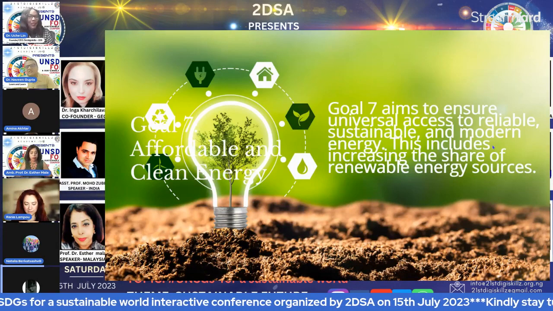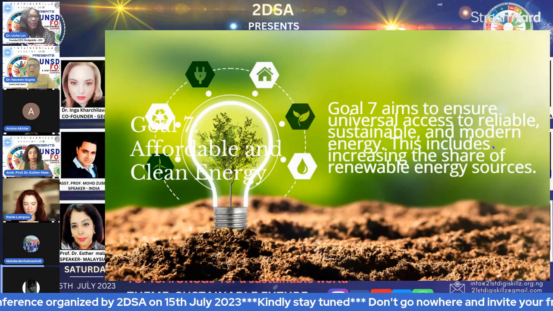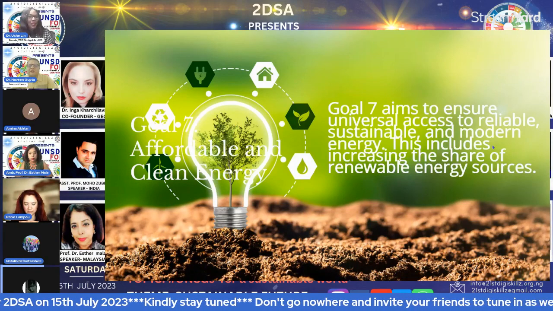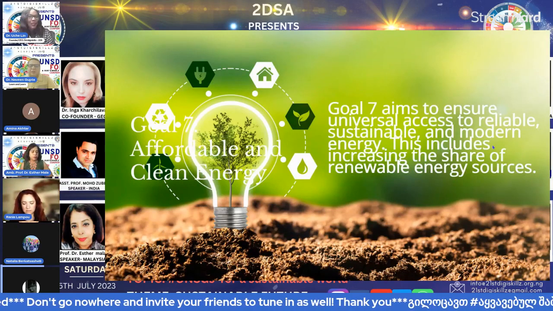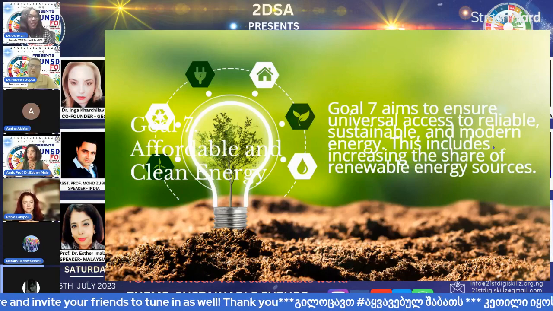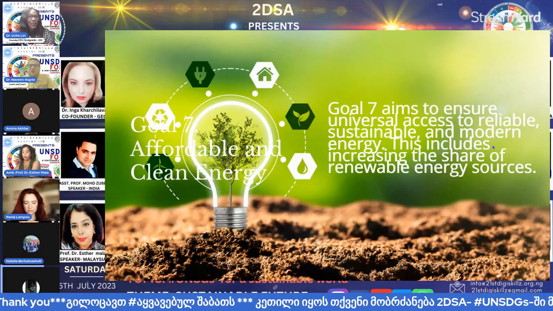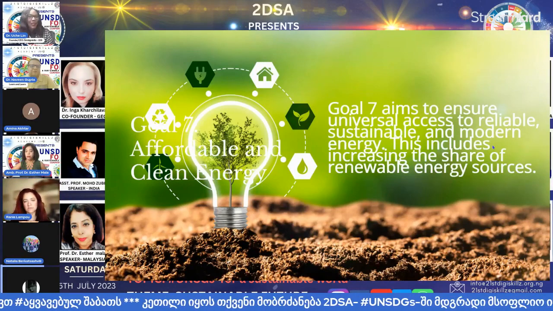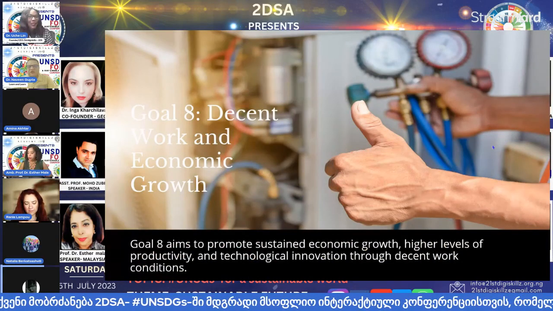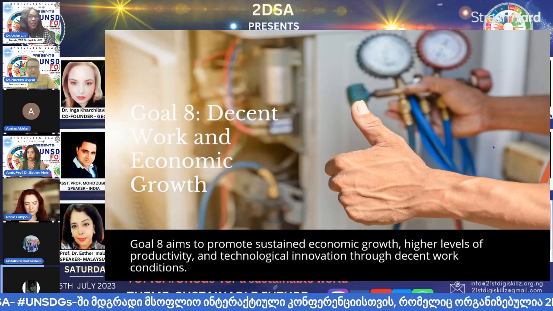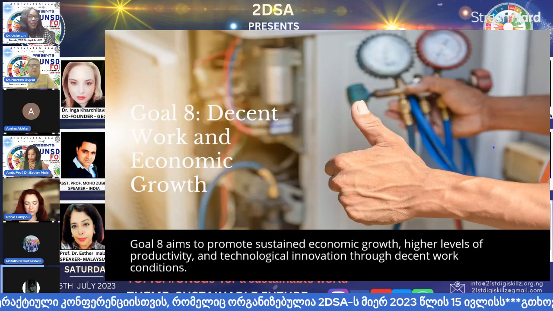Affordable clean energy. This is a major problem across the globe: reliable, sustainable, and modern energy. This includes increasing the share of renewable sources rather than depending upon natural resources. We should use renewable resources. We should stop mining. We should stop using the natural resources. We are harming all this. Decent work and economic growth: higher levels of productive technological innovation through decent work conditions. That is another goal of the UN.